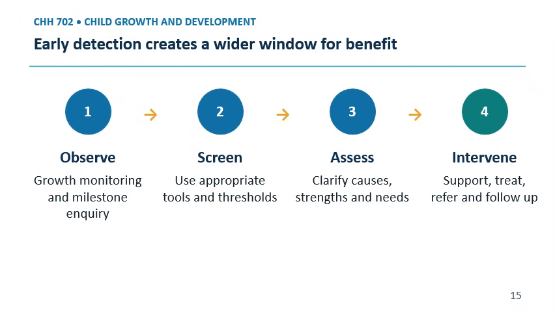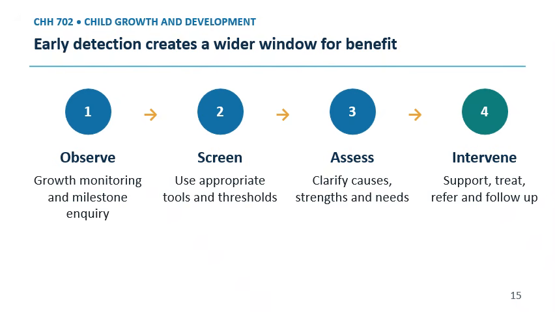Detection creates time for effective support. The process begins with observation, routine growth monitoring, developmental inquiry, caregiver concerns, and professional observation. Screening may then help identify children at increased risk, but screening is not the same as diagnosis. Children with concerning findings require assessment to clarify the nature of the problem, possible causes, strengths, and needs. This pathway has 4 stages.